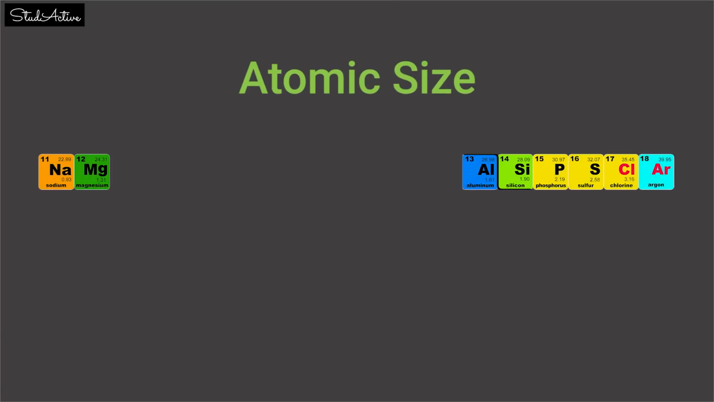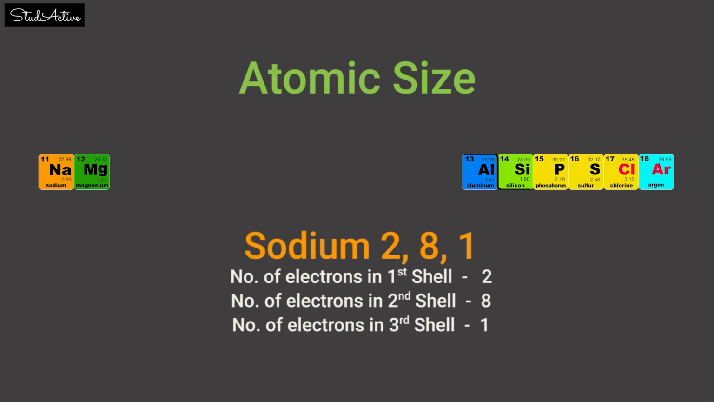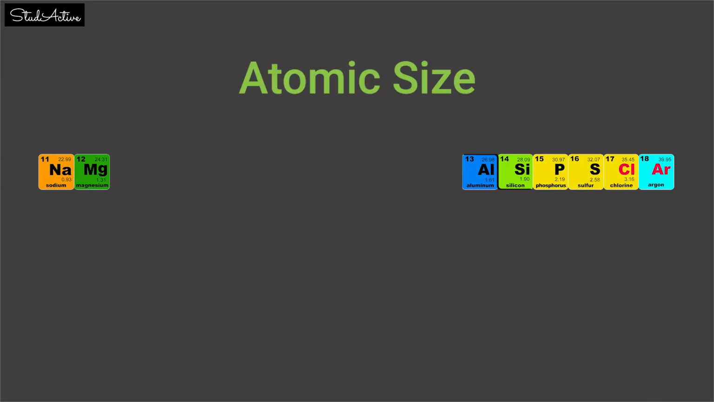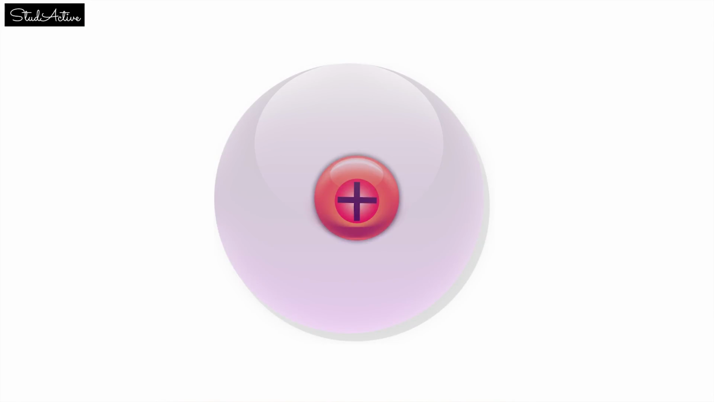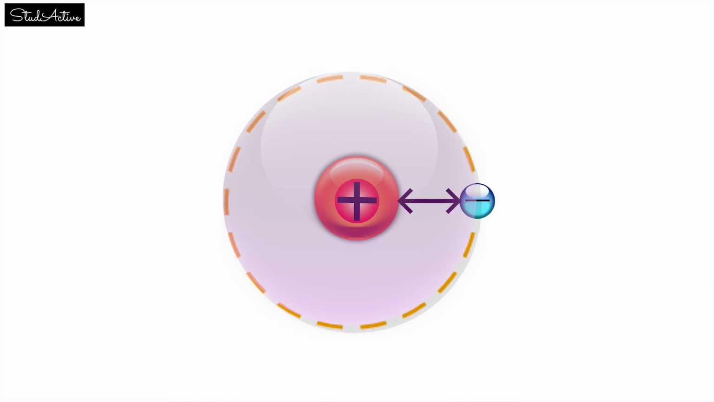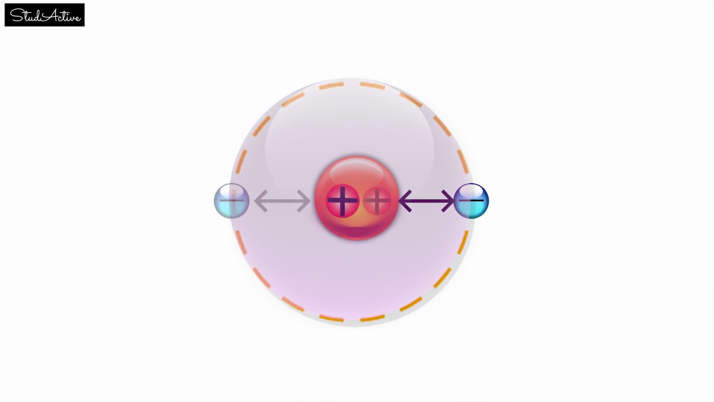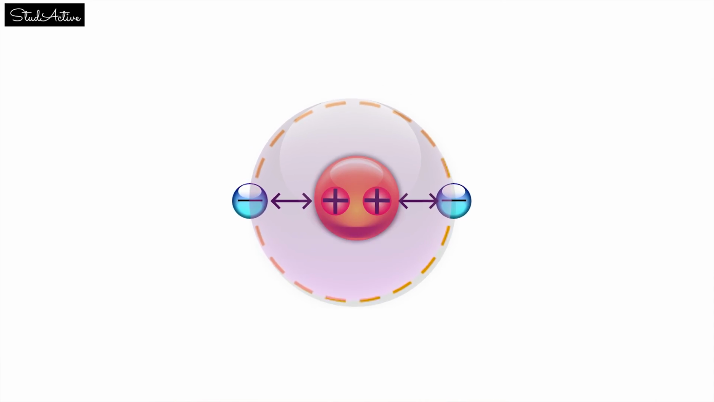Now let us see what happens to atomic size when we go from left to right across a period. Let us take the example of sodium, in the third period. Sodium has electronic configuration 2,8,1. The next element, magnesium, has electronic configuration 2,8,2. We know that the nucleus is positively charged because of protons and electrons are negatively charged. So there could be a pull from the nucleus towards the electrons. If there are more electrons, this pull will be greater.